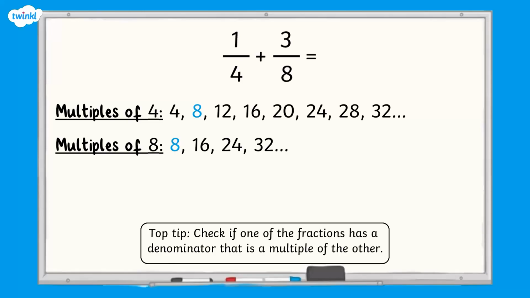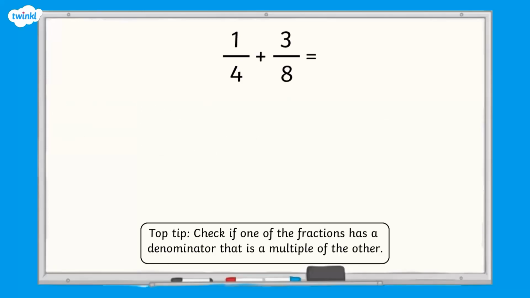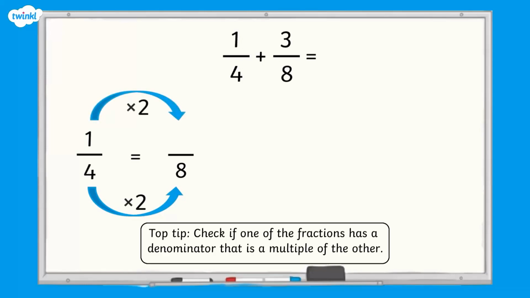Now we know that we need both fractions in our calculation to have the denominator 8. We need to find the equivalent fraction in eighths of 1/4. We can find an equivalent fraction by multiplying the numerator and denominator by the same number. We know we need the denominator to be 8, so we've had to multiply 4 by 2 to get 8. Because we've multiplied the denominator by 2, we need to multiply the numerator by 2. 1 multiplied by 2 equals 2. So 1/4 is equivalent to 2/8.